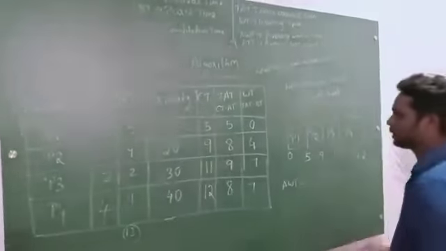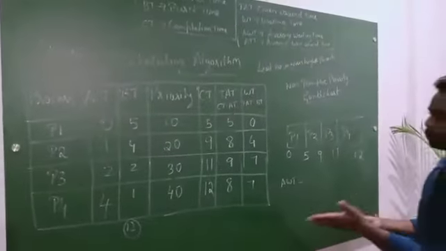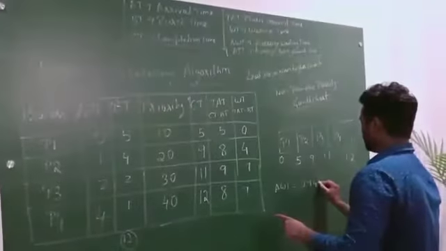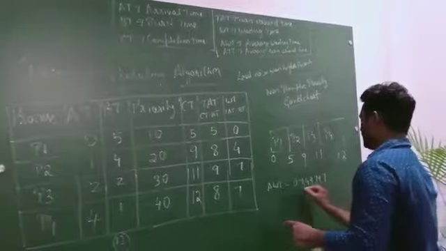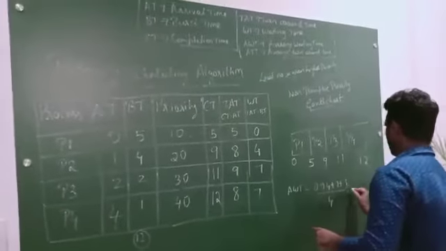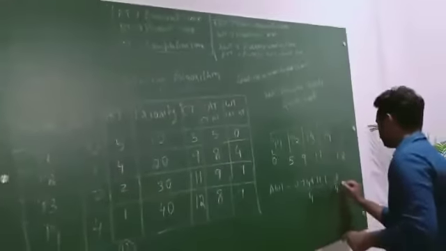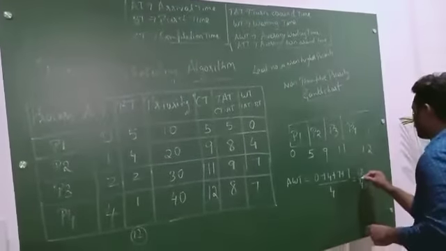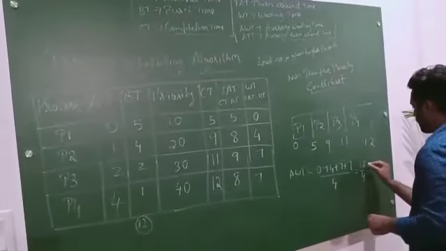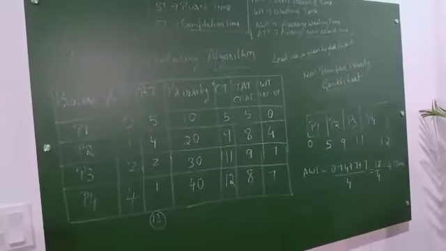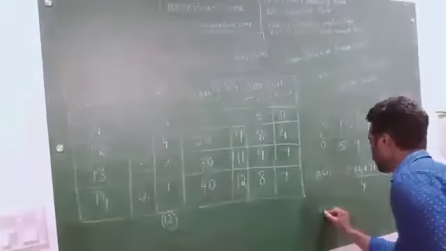And how to calculate average waiting time? P1 plus P2 plus P3 plus P4 divided by 4, the number of processes. So waiting time 0 plus 4 plus 7 plus 7 divided by 4. That is 18 divided by 4, so 4.5 milliseconds.